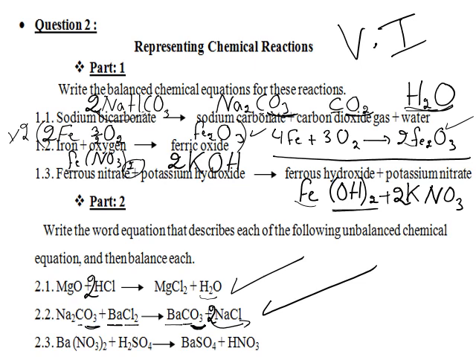Here we have Ba(NO3)2 plus H2SO4, which is sulfuric acid, gives barium sulfate plus HNO3. So let's start step by step.